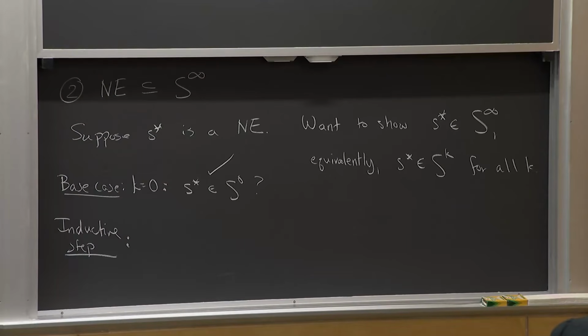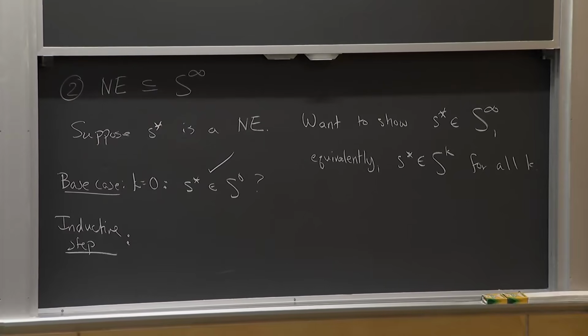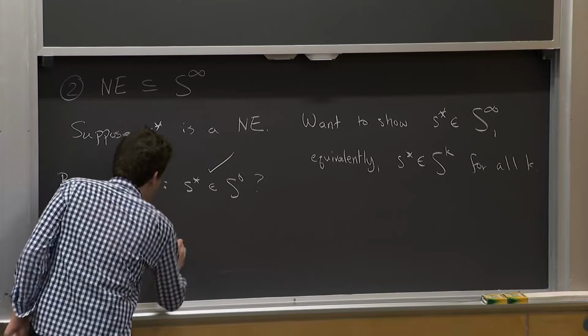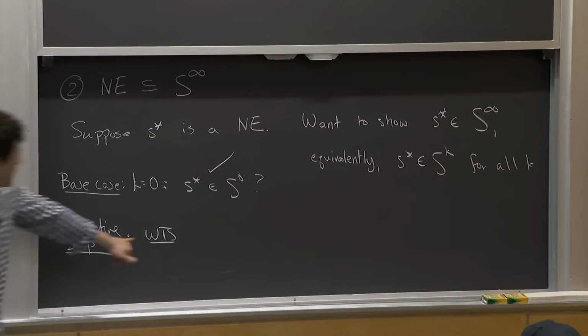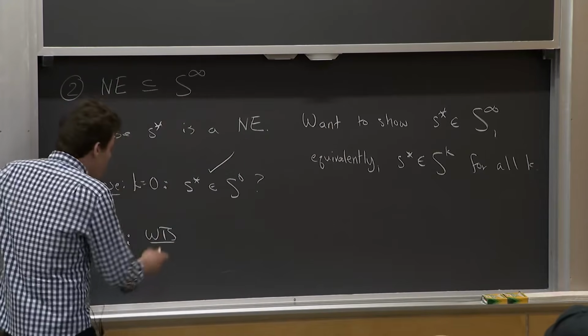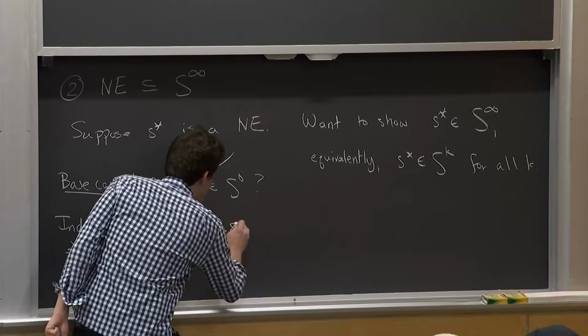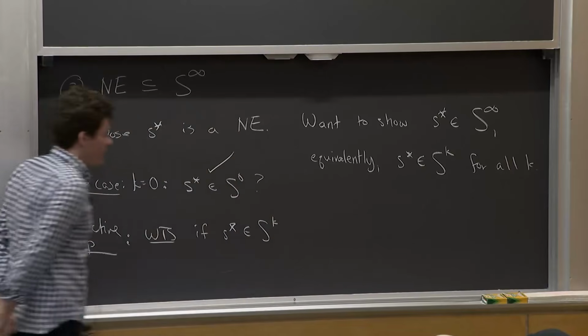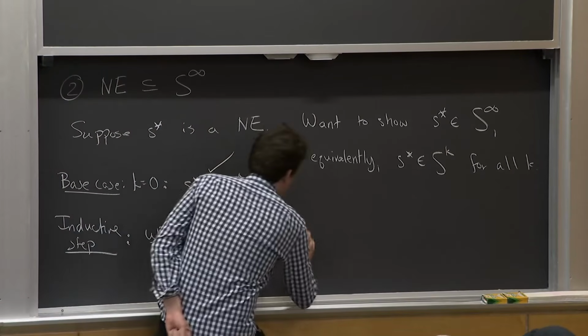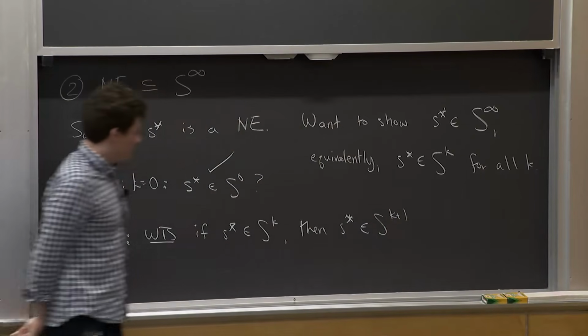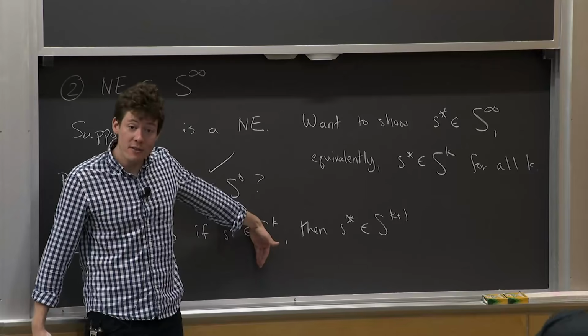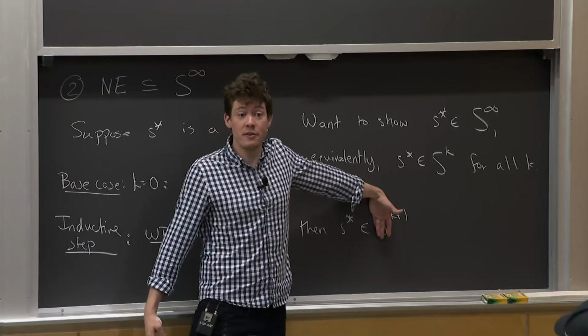What we want to show is, in general, if S star makes it through the first k rounds, then it must make it one more round. It must also make it to the k plus first round. So what we want to show, and maybe I'll say WTS, because it's always important in proofs to be clear about what you're assuming and what you're trying to show. WTS is just an abbreviation for want to show. What I want to show is that if S star is in Sk, then S star is in Sk plus 1. So if I haven't thrown it out by the kth round, I'm not going to throw it out at the k plus first round.